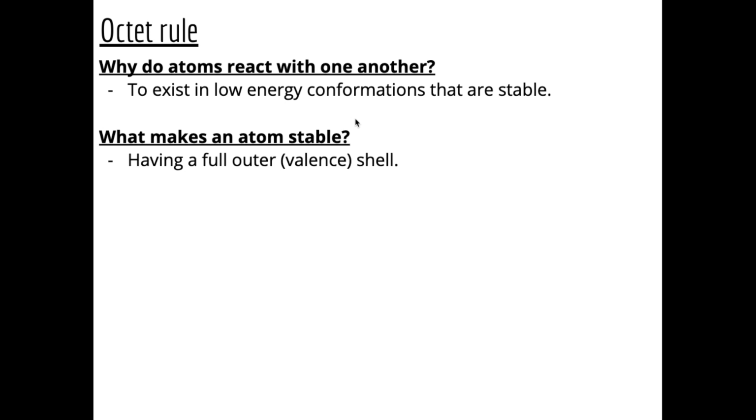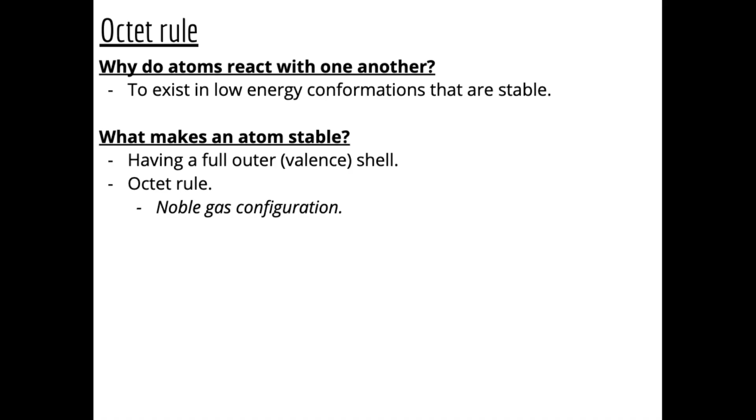What makes an atom stable? We've said having a full outer valence shell. This is the octet, the idea that having 8 electrons is a stable conformation, and this is what a noble gas has. This is why our noble gases are so unreactive, and it's why the noble gases weren't discovered for such a long time, because they are so unreactive. A lot of the elements were discovered by reacting them with other things.